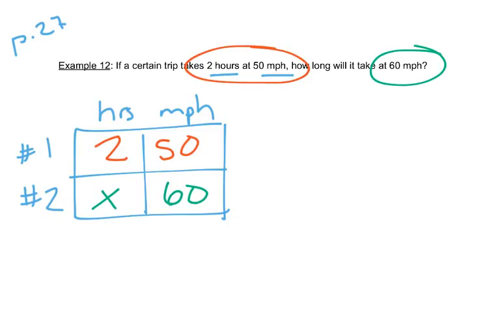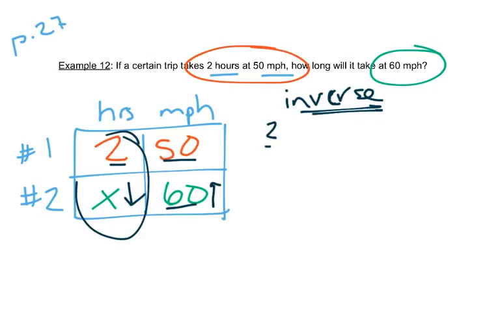Now we need to stop and think about this for a second. If our speed is going from 50 to 60, it's going up. What should happen with our hours? We're at 2 hours. Should it take longer or shorter? Well, it should take shorter, so the time should go down. Now, because these are going different directions, it is an inverse proportion. And that's important because it changes the way we set things up.